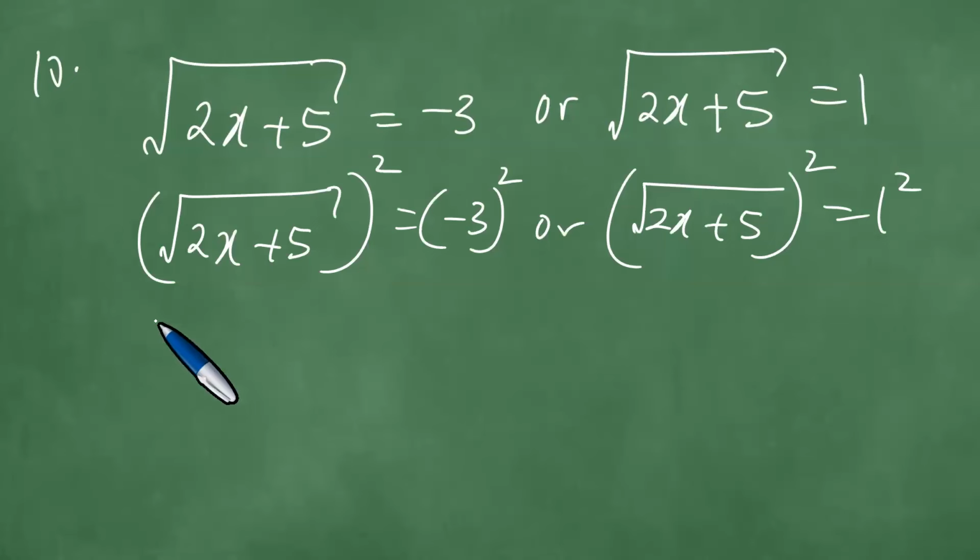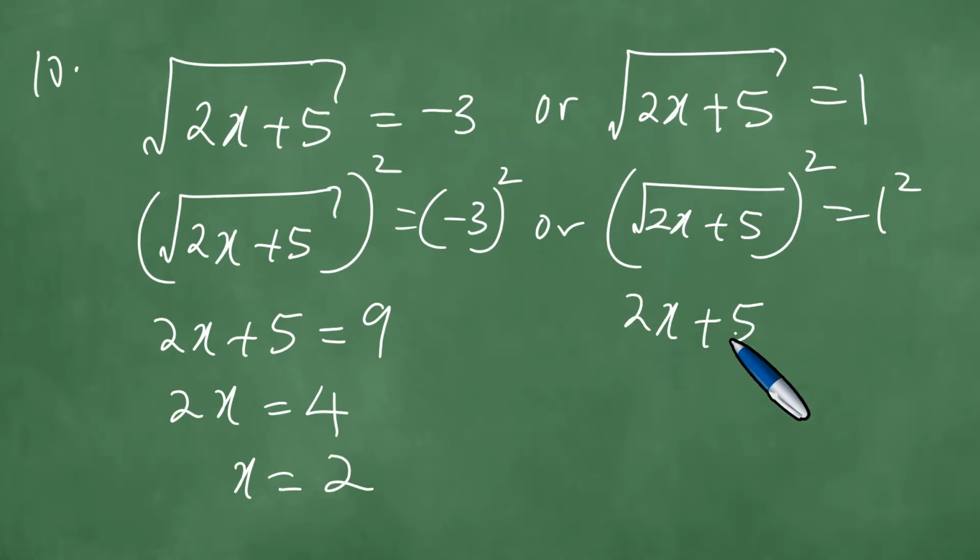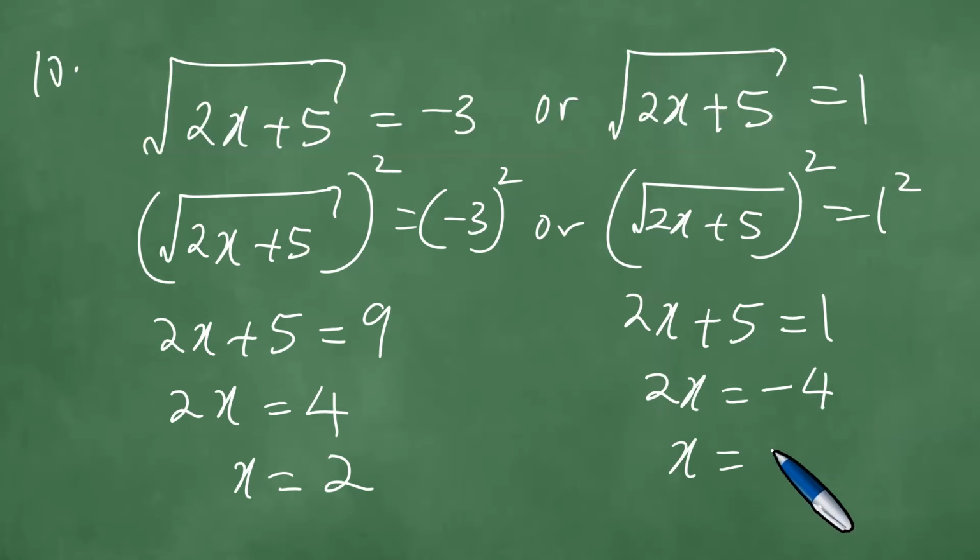When you square this, it is exactly 2x plus 5 is equal to, if you square the minus 3, it becomes 9. And then you have 2x equals 9 minus 5, which is 4. You divide both left and right by 2, you get 2. You square both sides so that you have 2x plus 5 equals 1, which means you have 2x equals 1 minus 5. What is 1 minus 5? It is minus 4, and you divide both left and right by 2, you get minus 2.